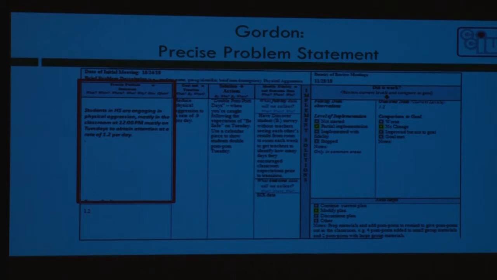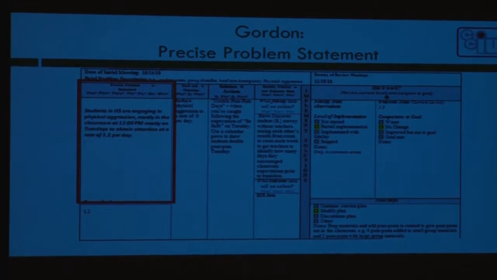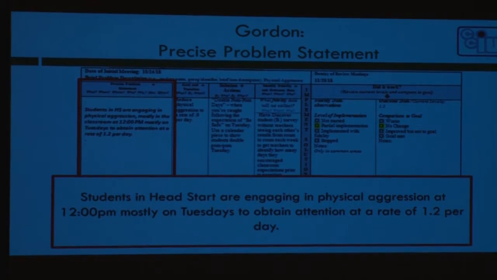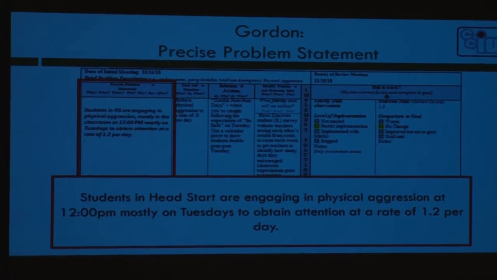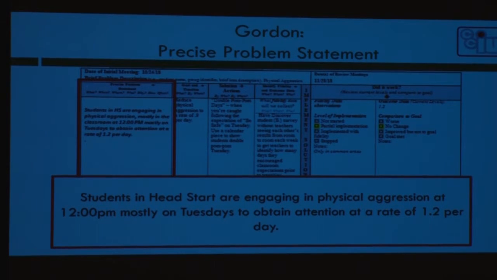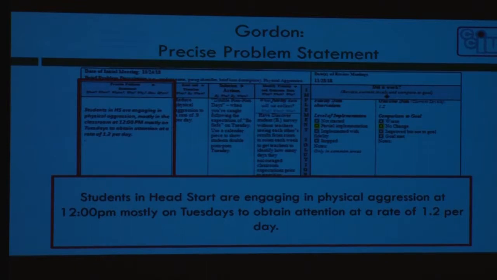We take all of that data to build those precise problem statements that Jen showed you on our agenda. So for example, in November, our biggest issue was that students in the Head Start program engage in physical aggression at noon, mostly on Tuesdays, to obtain attention from a peer or a teacher at a rate of 1.2 per day. And then Jen's going to talk to you a little bit about how we then problem solve for that.